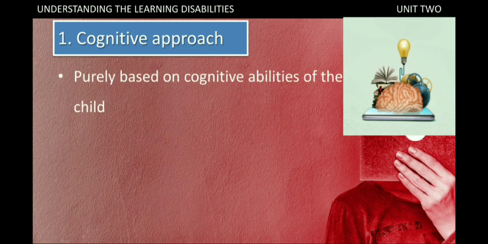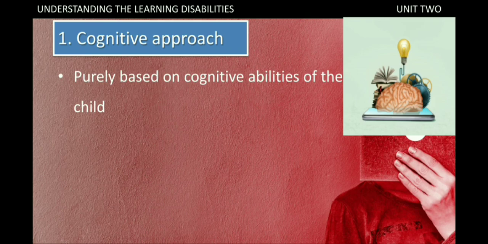Within 1 month of the teaching period, the teacher can identify who is the top student, who is the average student, who are the slow learners. These all things the teacher can easily identify. How? Based upon the mental ability. The teacher only analyzes the intelligence of the kid. Purely this approach is based upon the cognitive ability of the child.